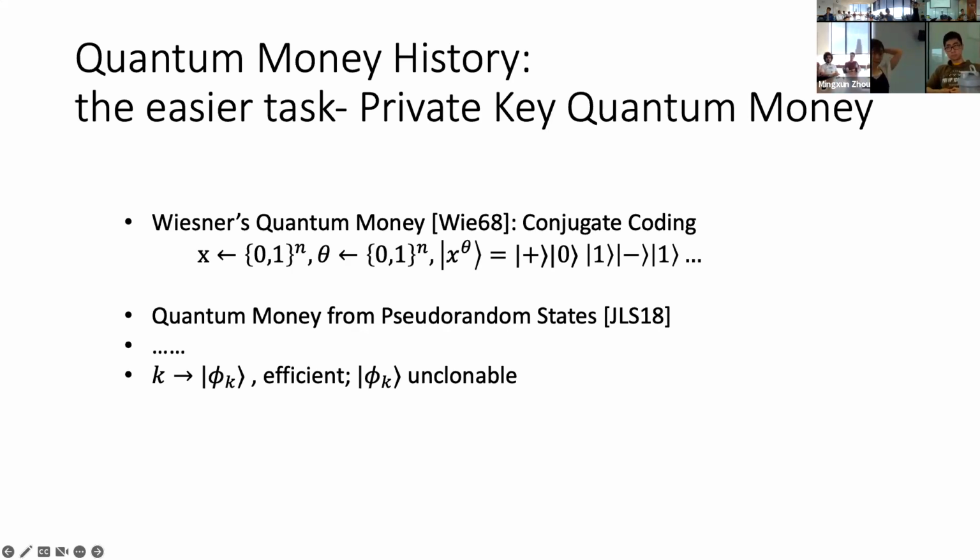Suppose you have a valid money state, and this is something called the gentle measurement principle in quantum mechanics. Even though the verification procedure has to output a classical bit, 0 or 1, to indicate whether the state is valid, if it outputs 1 with very high probability, close to one, then you are good. You could just rewind the whole procedure and make sure that the state is undisturbed. That's basically the idea.